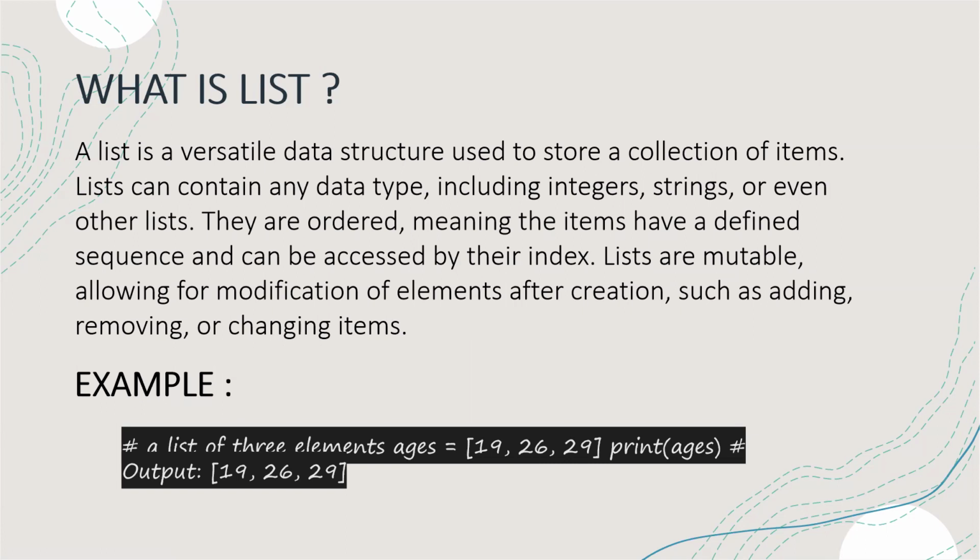Here, a list is a data structure in Python, that is, it is mutable or changeable, and it has an ordered sequence of elements. Here we can modify the elements by adding, removing, or changing the items. Example, here in input we are giving three elements of ages. Then in output we print ages, and the output gives those ages.